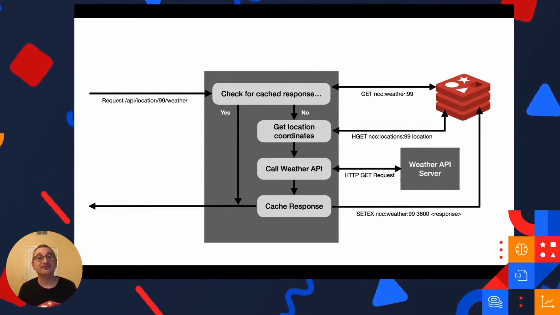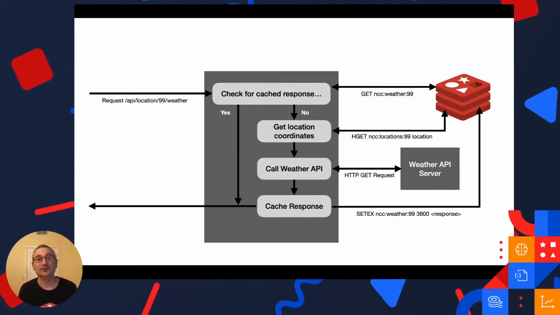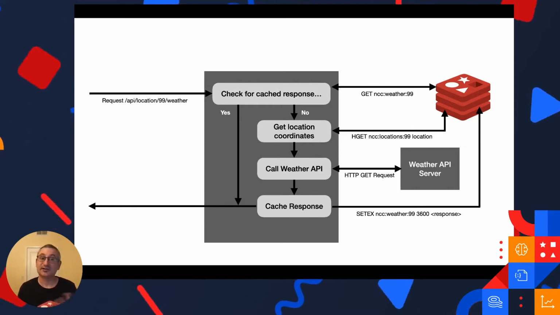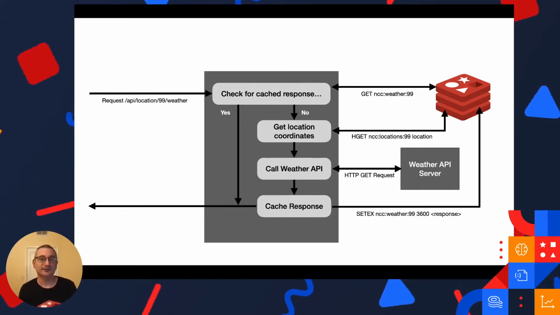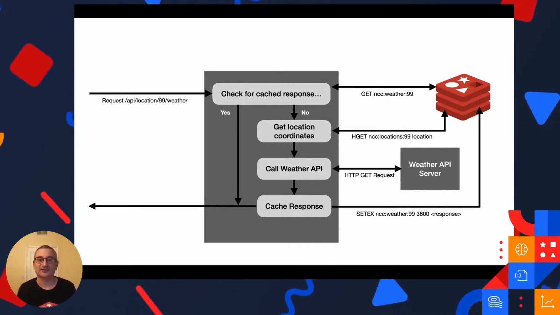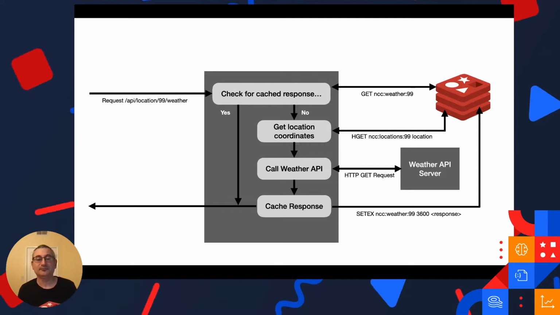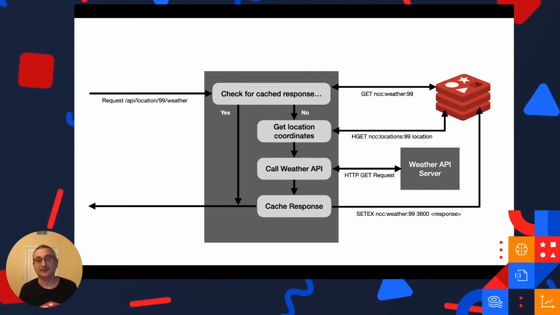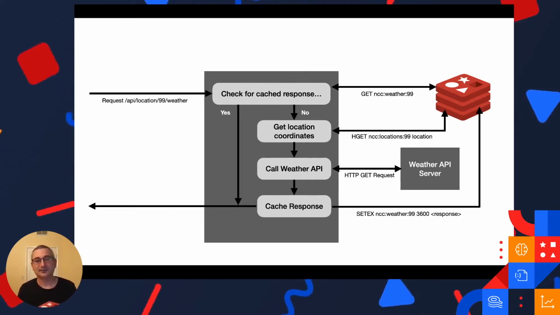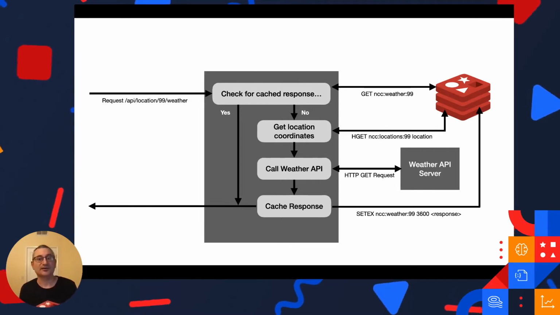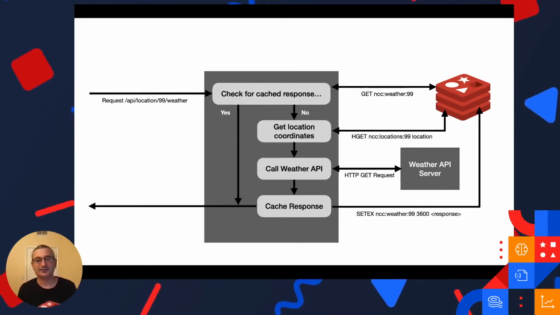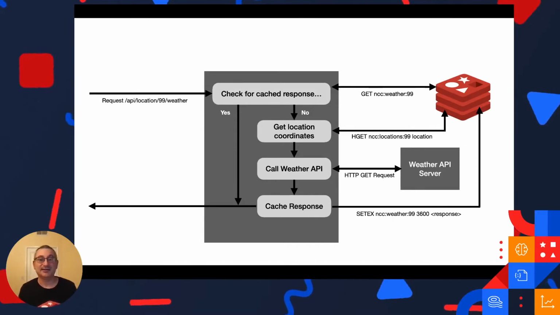If, however, we haven't seen this weather recently or ever, then we're going to need to do a couple of things. We're going to need to turn that location number 99 into some coordinates. So recall that we stored coordinates for each location in the location's hash. So we can use that HGET command and get a single field out of the hash. So we only need the location field. We can then feed that data into the Weather API, make a request across the internet to wherever their servers are, get a response, and then store that response in Redis using the SETEX command.